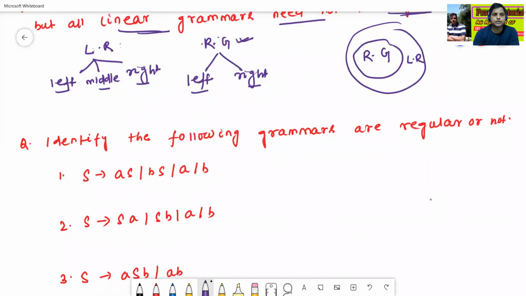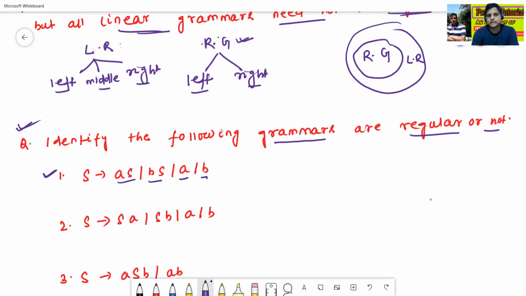Okay. So the questions: identify whether the following grammars are regular or not. This is the first example. The first example, S → aS | bS | a | b.